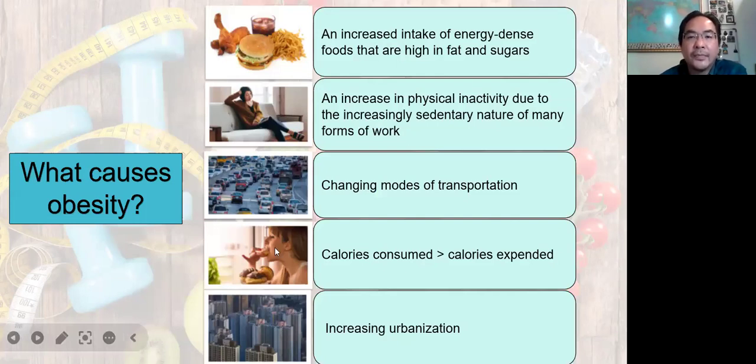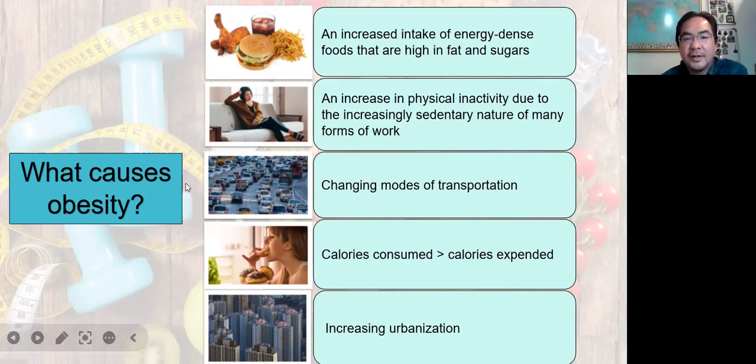What causes obesity? Of course, one of the major issues is food. Highly processed food, food that are very high in fat and sugars. How about activity? Activity and stress can also cause obesity. An increase in physical inactivity due to increasingly sedentary nature of many forms of work. I think many of you are just like myself, drive to work and then drive back from work. And then we just makan and we seldom bersenam and things like that. So all these sedentary lifestyle are going to cause us to become more and more overweight and obese.